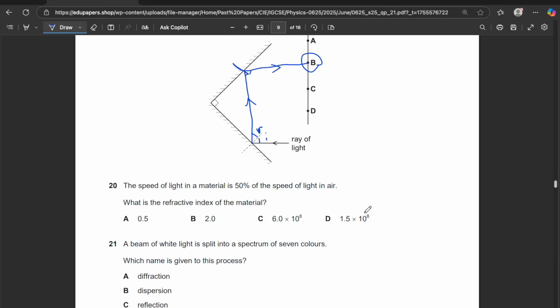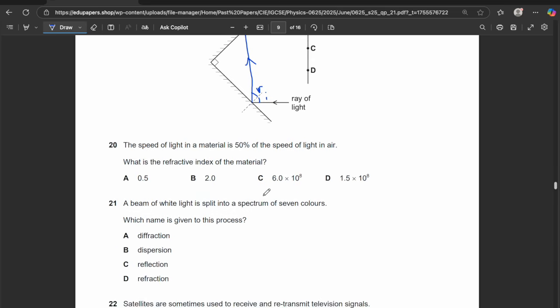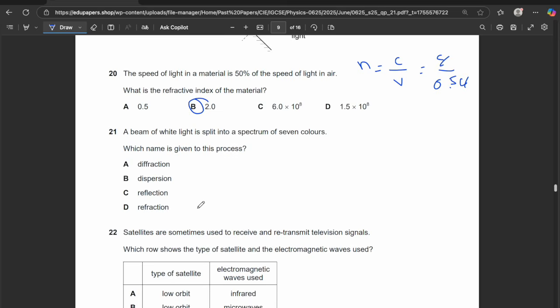20. The speed of light in a material is 50% of the speed of light in air. What is the refractive index of the material? So refractive index n is equal to c by v, and 50% of the speed of light means 1 by 0.5, which is 2. 21. A beam of white light is split into a spectrum of 7 colors. Which name is given to this process? This splitting into 7 colors, it's dispersion, right?